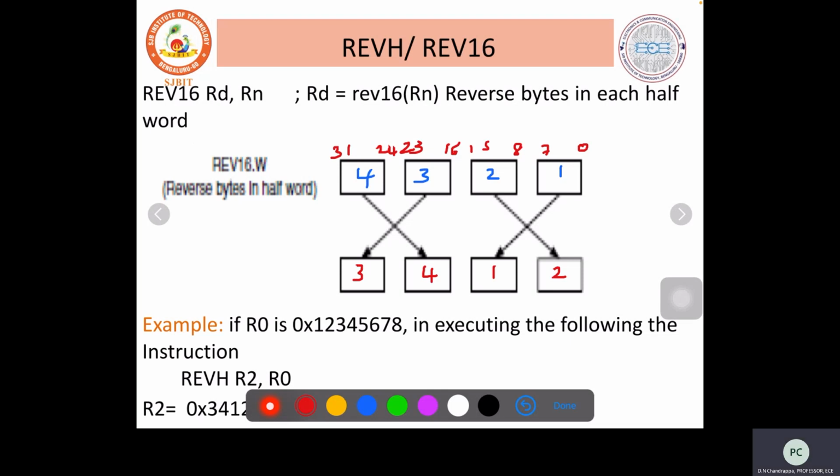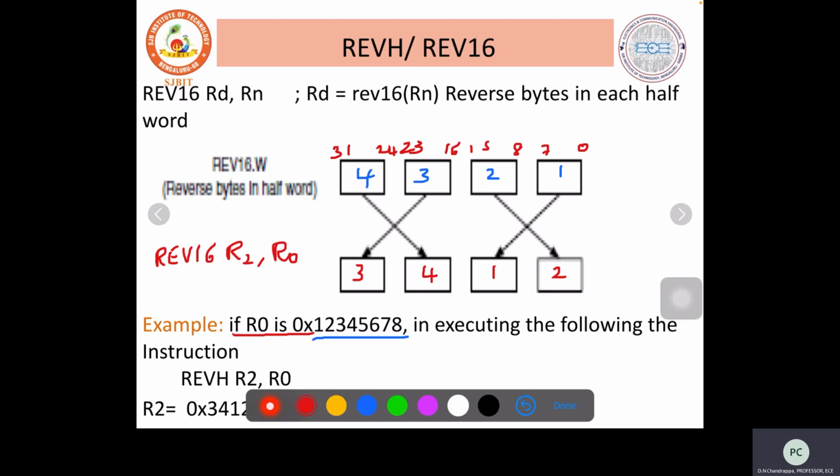Okay, we can take that example. Even though I took that example, this is what we considered as the example, R0. Usually you will take that instruction, REVH, or see here, REV16 R2, comma, R0. The R0 is made up of this value, hexadecimal representation with hexadecimal values 1, 2, 3, 4, 5, 6, 7, 8. Same numbers as in the previous examples.